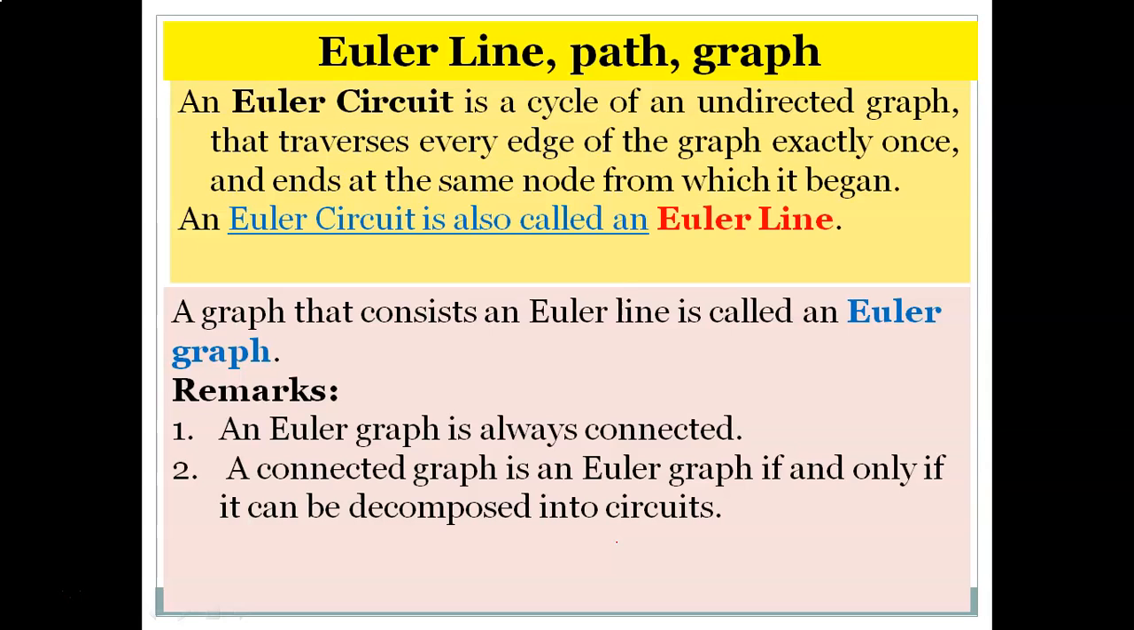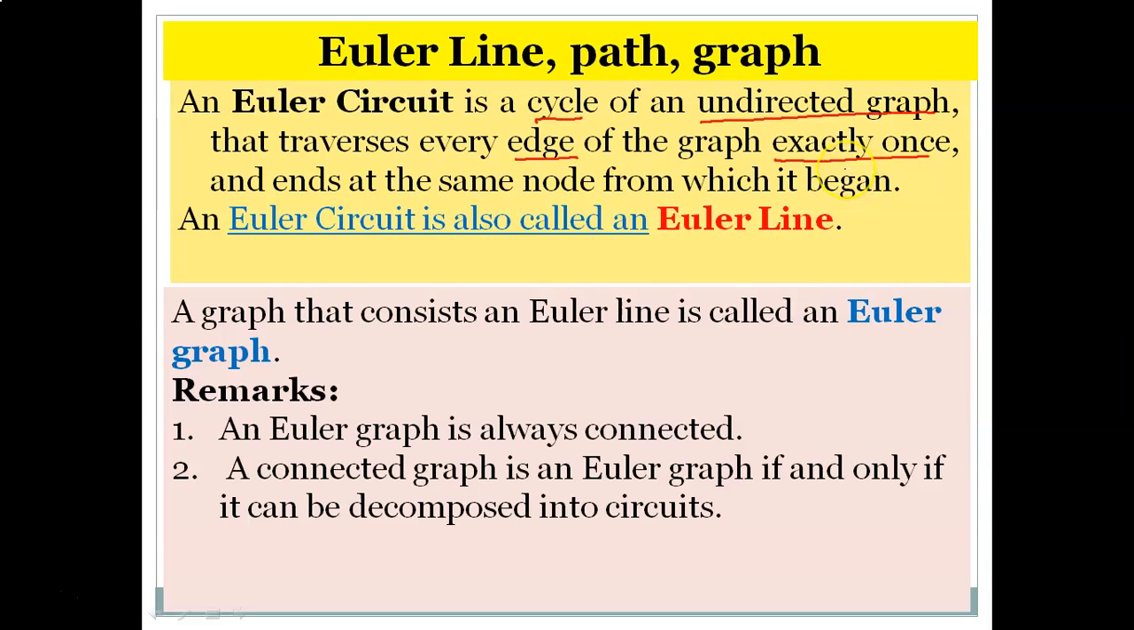The first thing is Euler circuit. What is an Euler circuit? An Euler circuit is a cycle of an undirected graph that traverses every edge of the graph exactly once. That means every edge of the graph is traversed exactly once and ends at the same node from which it began.